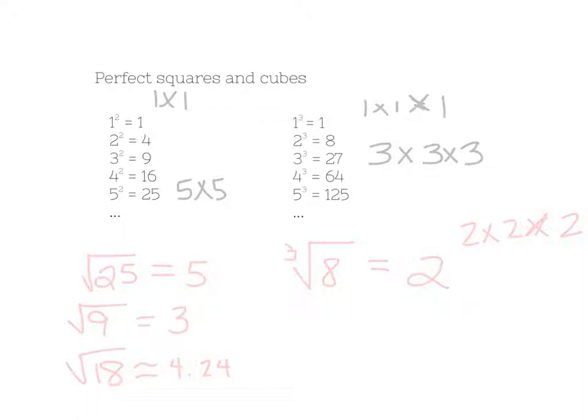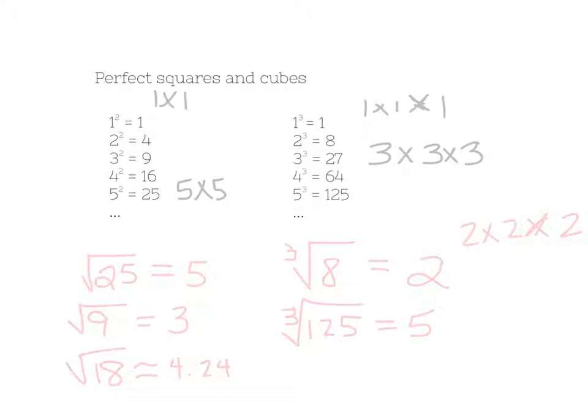So that is how we get to 8, is we need 3 2's multiplied all together, right? Same thing if we had the cube root of 125, that would be 5. Because what number, when you multiply by itself 3 times, gives you the 125 here underneath? Well, it's 5. 5 times 5 is 25, and then another 5 brings you to 125.